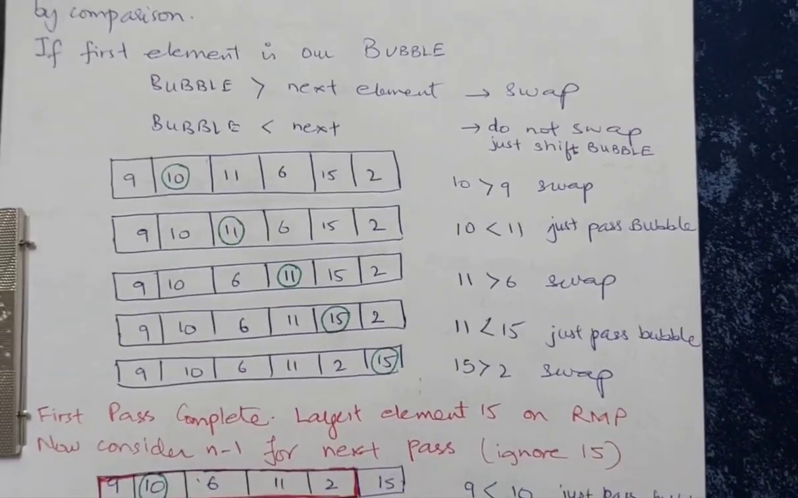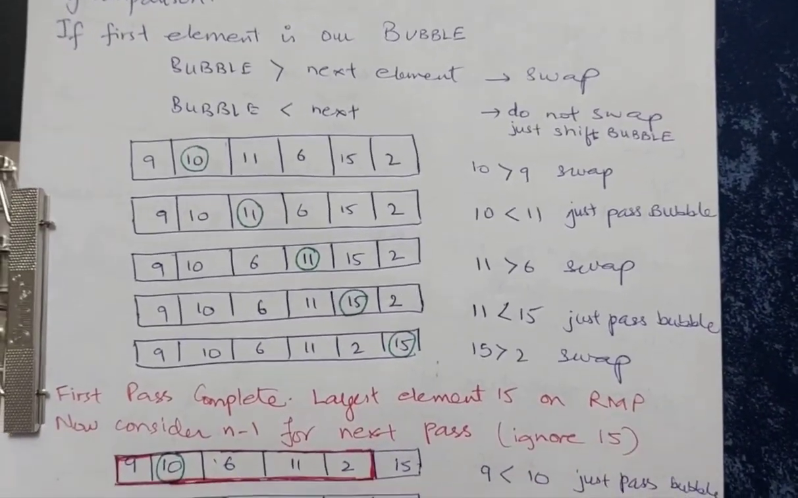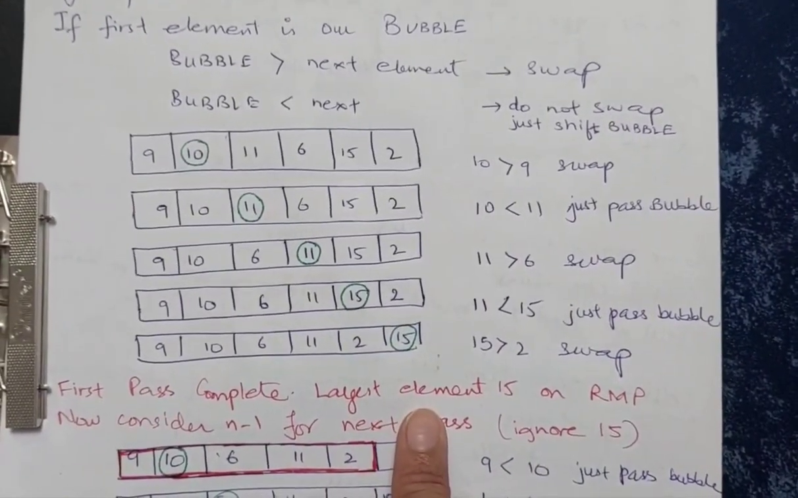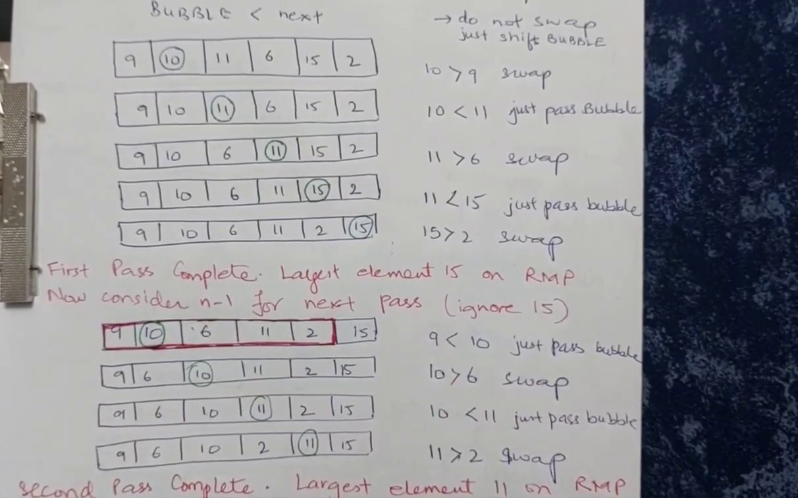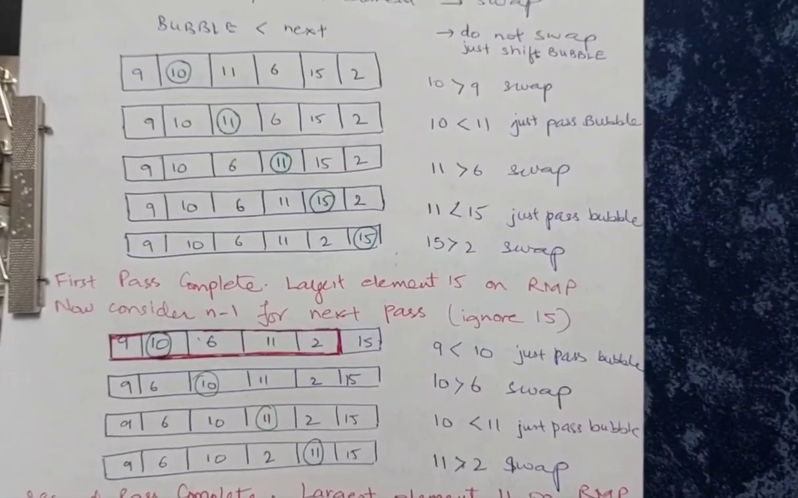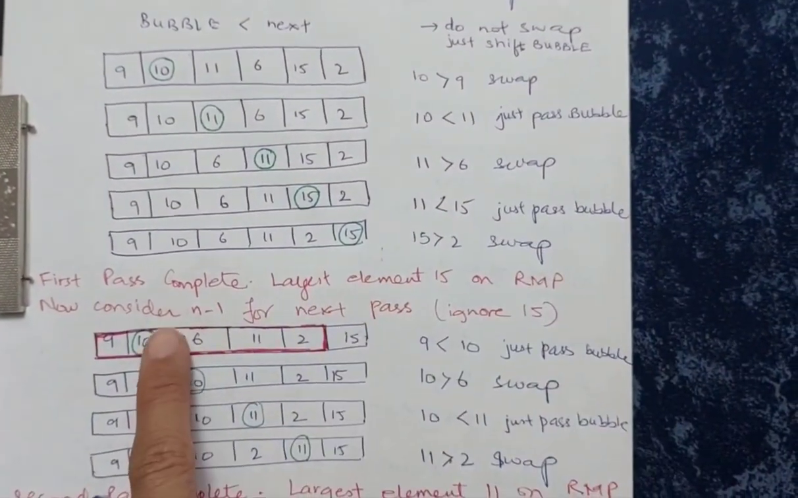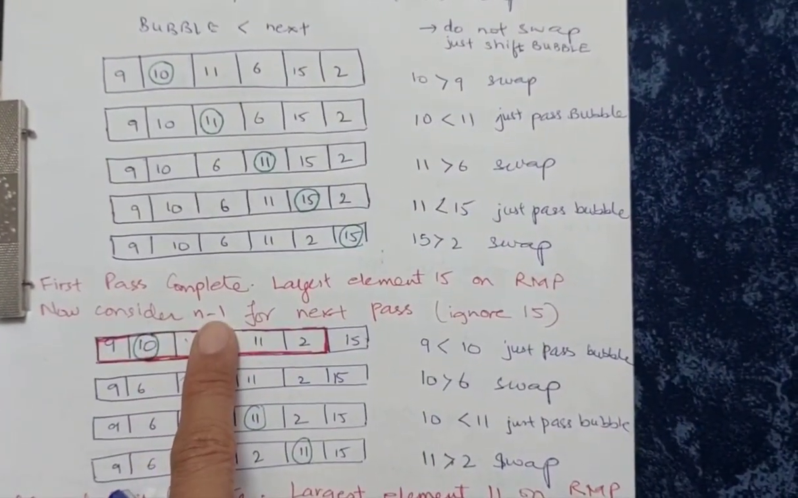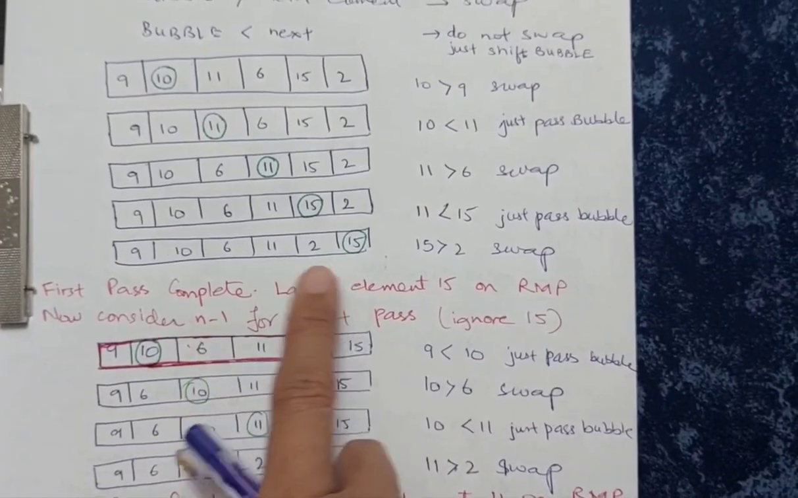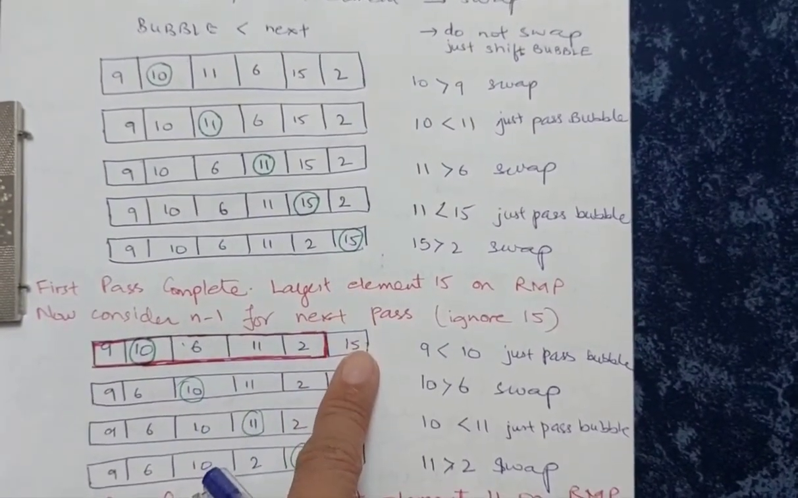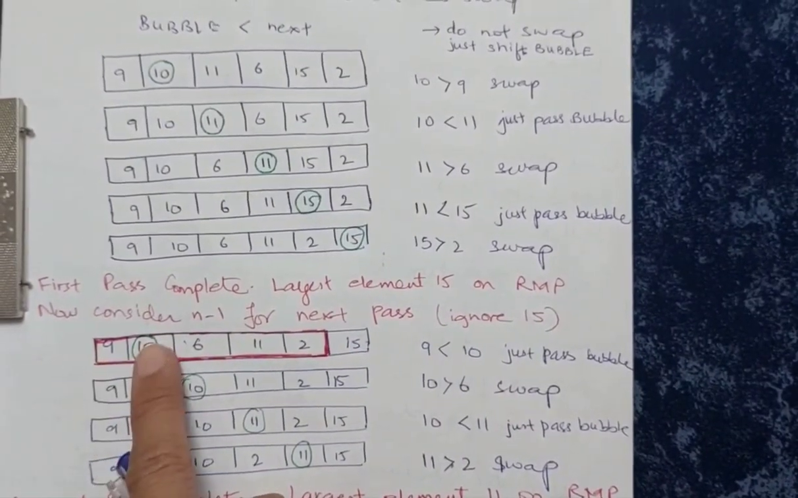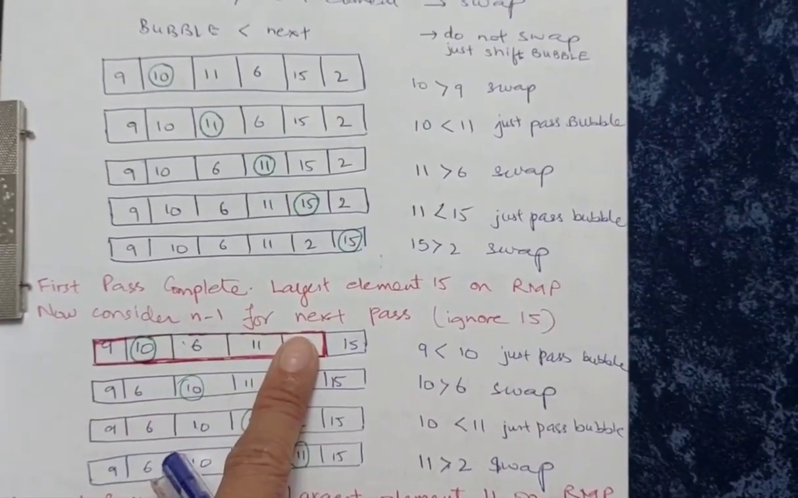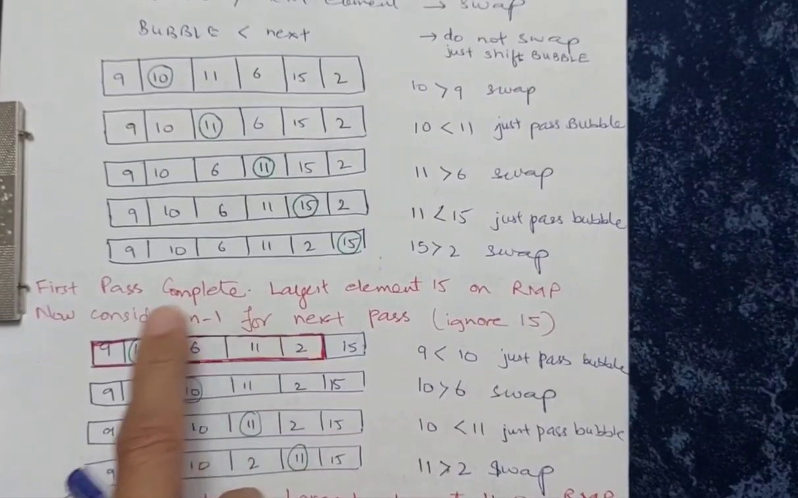Okay, so in this way our first pass is complete, and you can see that the largest element, 15, has reached its place. So from here, we can say that in the next pass, I'm going to consider n minus 1 elements. We will ignore 15 because 15 has already reached its right position. So in the next pass, these 1, 2, 3, 4, 5 elements are considered. Again, I will repeat the same steps.